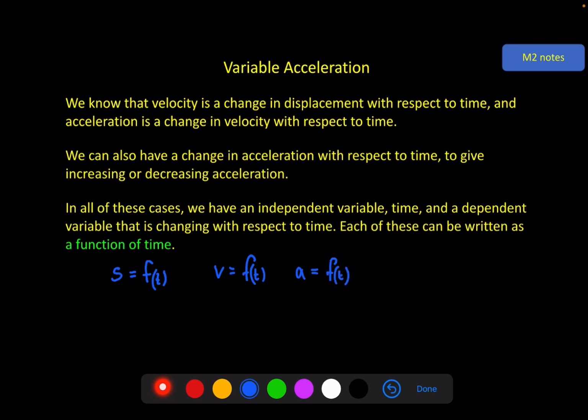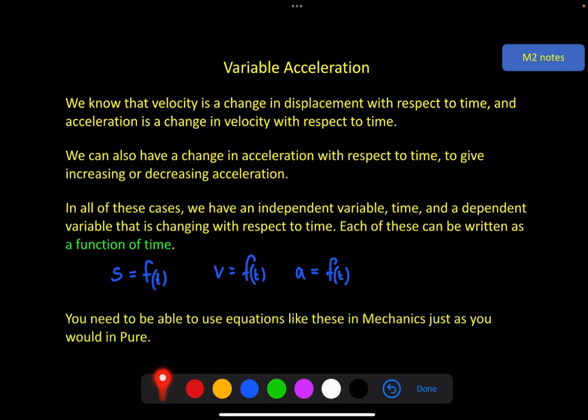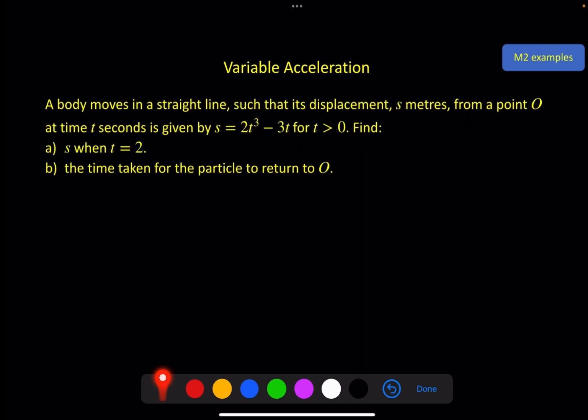So rather than having fixed constant acceleration formulae like we've had before, we could have any function here. And these could be linear or quadratic, they could be trigonometric, exponential, they could be pretty much anything that you've done in your pure work so far. And you need to be able to use them as you would in your pure work. So we've got a few examples here, fairly straightforward.